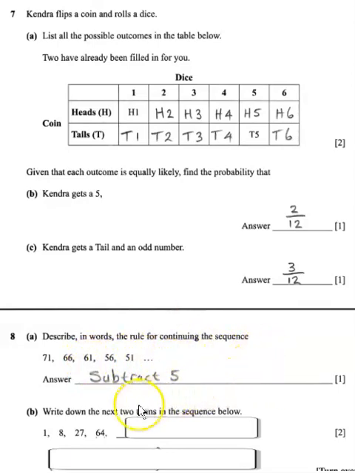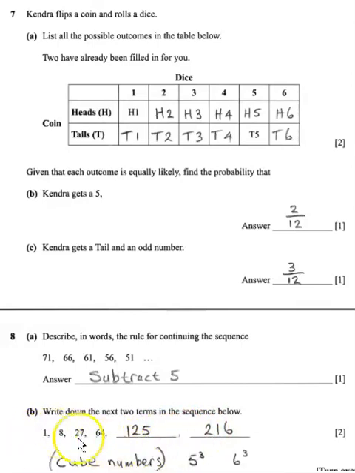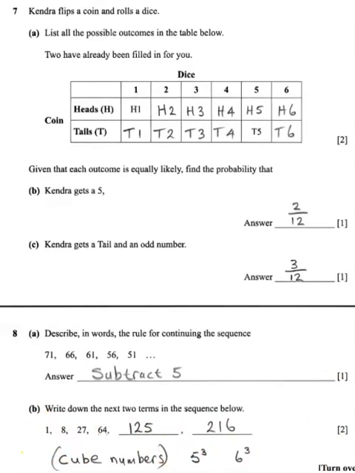Question B says, write down the next 2 terms in the sequence below. So that just means write down the next 2 numbers. Now the next 2 numbers is 125 and 216. Now this is because they are cube numbers. Okay, so it says write down the next 2 terms. That is going to be 1 cubed, 2 cubed, 3 cubed, 4 cubed, 5 cubed. 5 times 5 times 5 is 125, and 6 cubed.